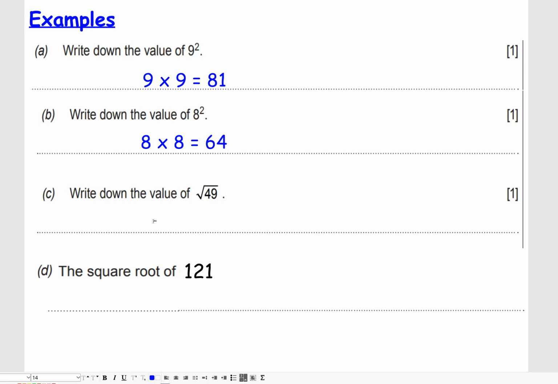Write down the value of the square root of 49. Well, we know what number do we times by itself to make 49? It's 7. 7 times 7 is 49. And then finally, the square root of 121. Well, what number do we multiply by itself to get 121? The only value we can do this with is 11.